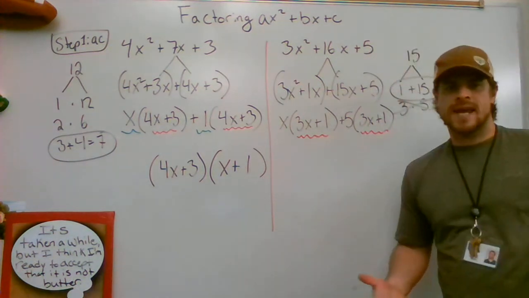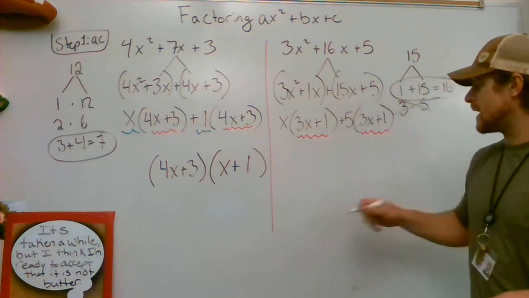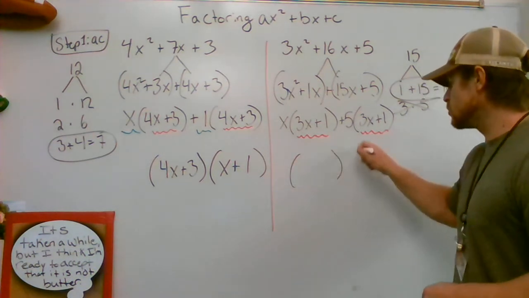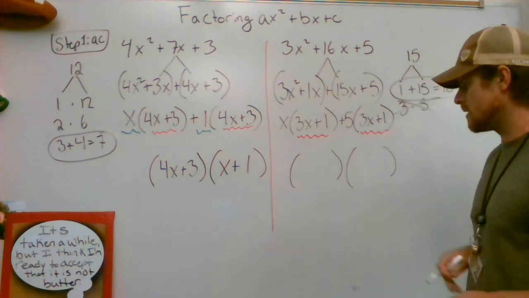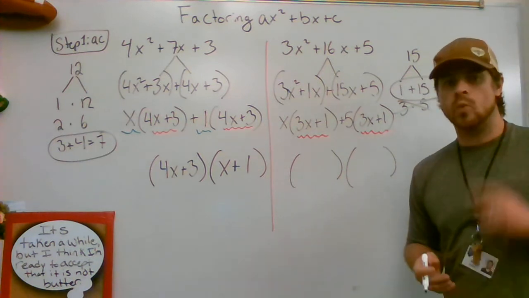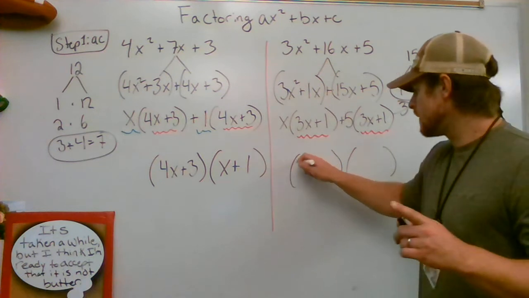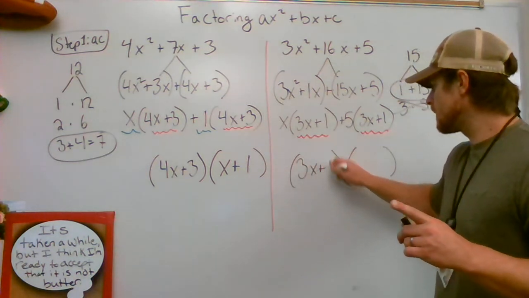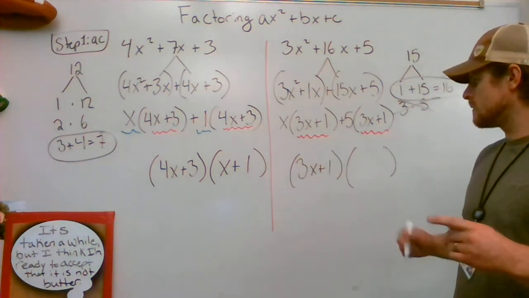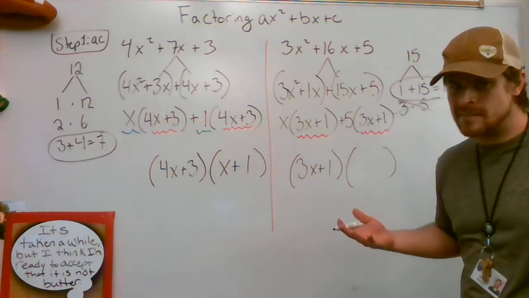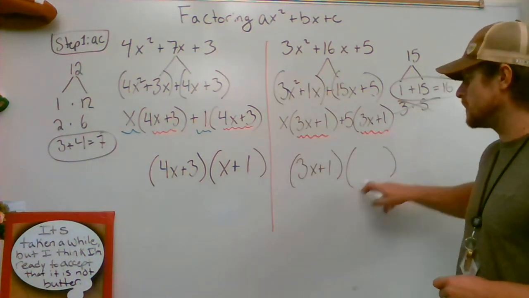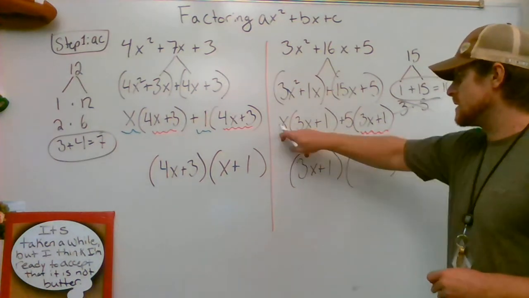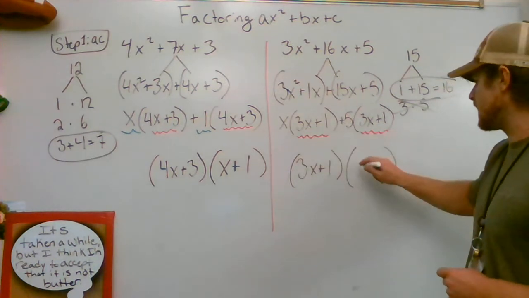How do I finish this out? How do I give my answer? I have two sets of parentheses as an answer with a binomial here and a binomial here. Where do the binomials come from? One of them is your twins. Does it matter which one? No, they're the same, silly. And then where do I get my second binomial from? The GCFs, x and positive 5.